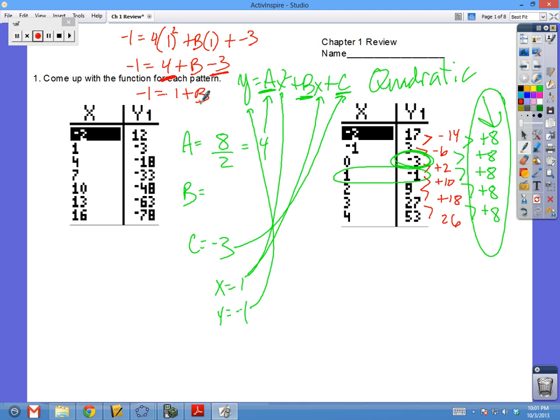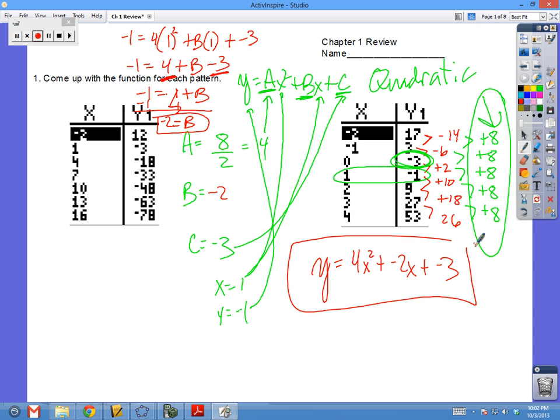So what number plus 1 is equal to -1? I'm going to get b out by itself. I'm going to solve this equation. I'm going to undo the addition. I'm going to subtract 1 from both sides. That cancels out, leaves me b. -1 and -1 is -2. So b should be -2. And now my final answer is y equals ax squared plus bx plus c. That is the function that describes that pattern.